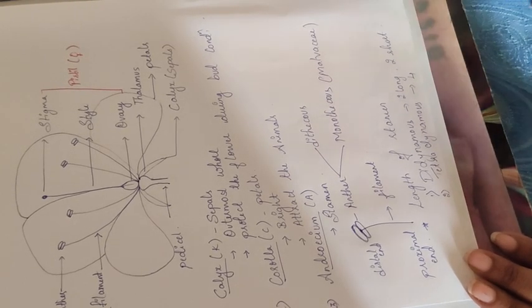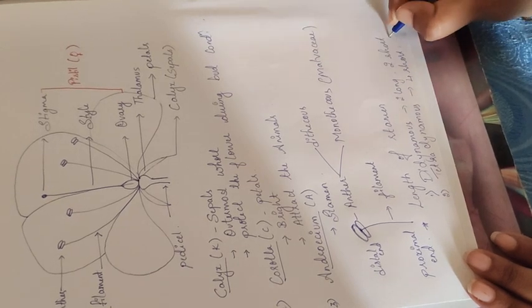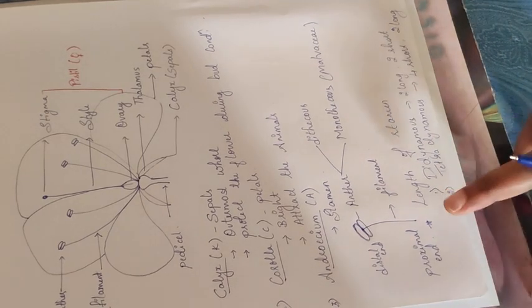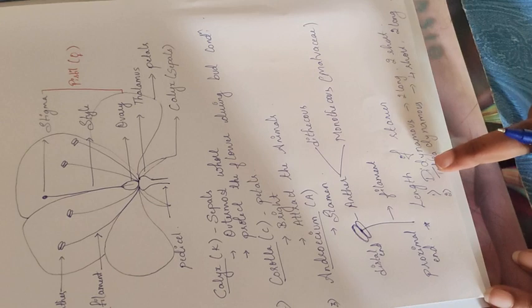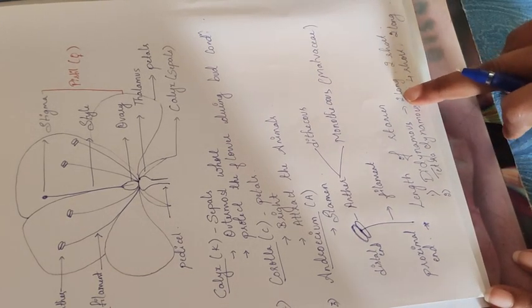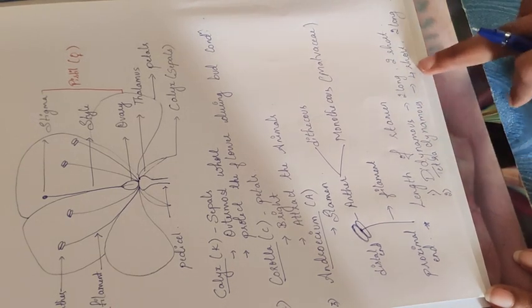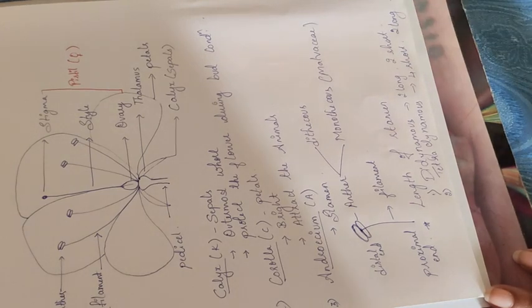Tetradynamous shows 4 short stamen and 2 long stamen. Understood? The length of the stamen can vary. Some of them show the didynamous condition, meaning it has 2 long and 2 short stamen, or it can be tetradynamous, showing 4 short stamen and 2 long stamens.